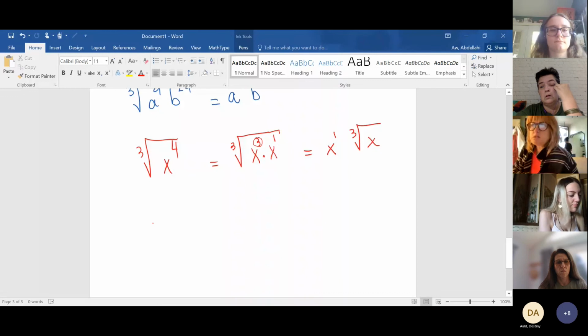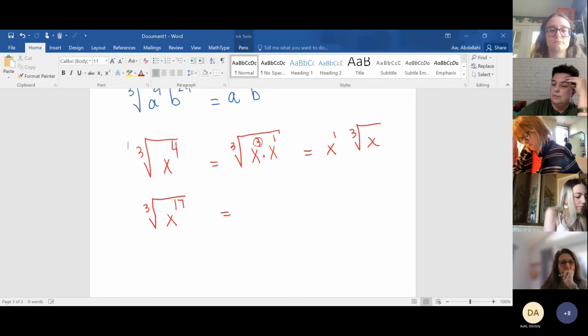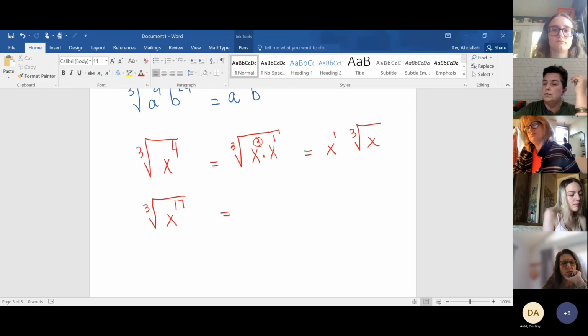So, for instance, we say cube root of x to the 17. Same thing. Unfortunately, 17 does not divide evenly by 3, right? But how are we going to write it down? We're going to break it down into 2 exponents. One of them is a multiple of 3. The other one is the remaining, the remainder. What numbers come to your mind?